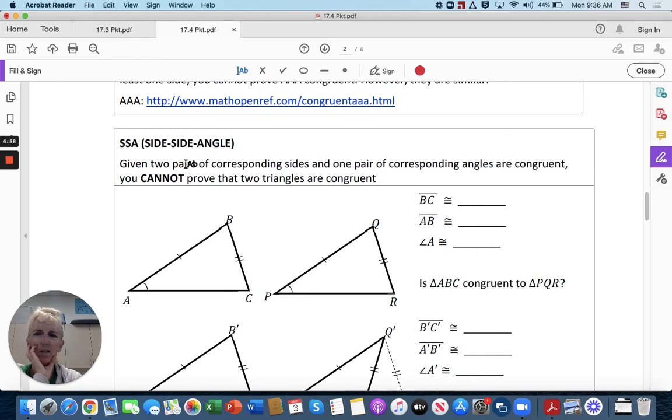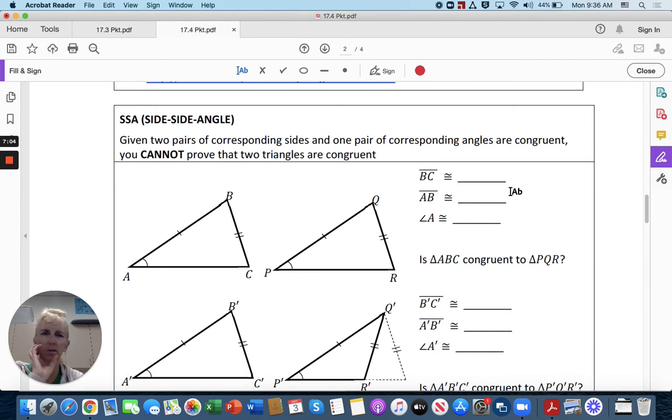Side, side, angle: given two pairs of corresponding sides and one pair of corresponding angles are congruent, you cannot prove that the two triangles are congruent. So we could say that BC is congruent to QR. Side AB, and again, you should be putting bars over there, AB is congruent to PQ. And we could say angle A is congruent to angle P.